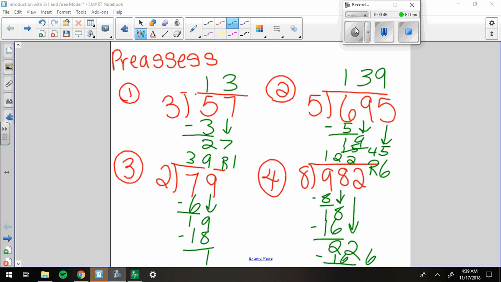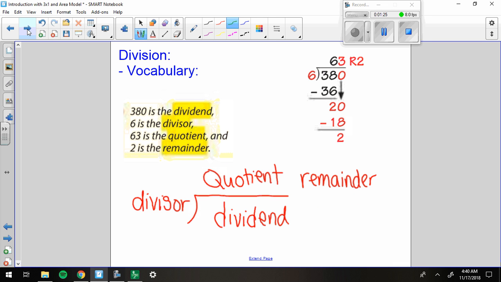All right, let's see how you did. For our first one, 57 divided by 3, our answer was 19. For number 2, 695 divided by 5, we got 139. For our third one is 79 divided by 2. We got a remainder here, 39, remainder of 1. We had 1 left over. And for number 4, 982 divided by 8, another remainder, 122, remainder 6. All right. So if you didn't get one of those right, but you know where your mistake went, that's great. If not, let's move on and we'll get you going, okay?